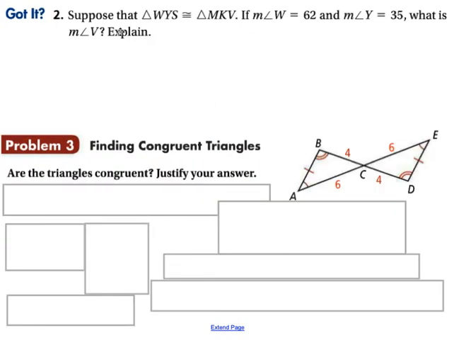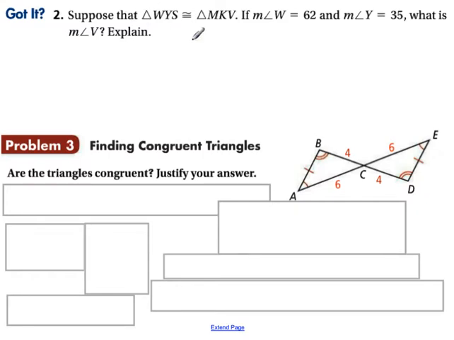Here's another one for you to try. Suppose that triangle WYS is congruent to triangle MKV. If the measure of angle W is 62 and the measure of angle Y is 35, what's the measure of angle V? And how would you explain what that is?